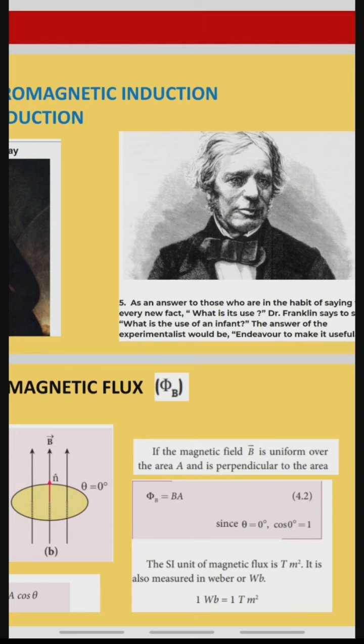Okay. Now the magnetic flux SI unit is Tesla meter squared. It is also measured in Weber or Wb. 1 Weber is equal to 1 Tesla meter squared.